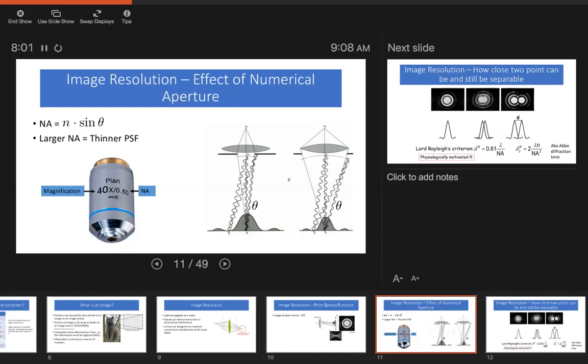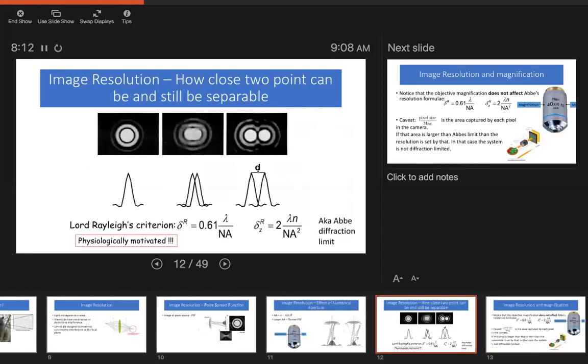Okay, so what exactly is resolution? I've been using this word image resolution. What exactly do I mean by image resolution? Image resolution is actually motivated by physiology. It's the question: if I have two points that I'm imaging, how far away can they be for me to still resolve them as two points? At some point, from my point of view, they would look just like one blob.